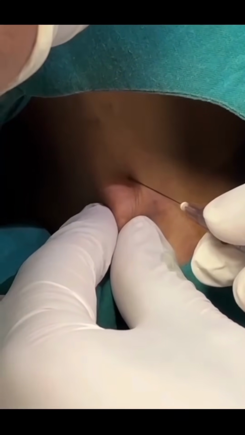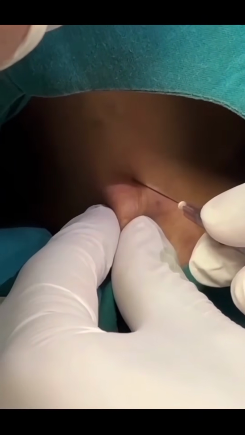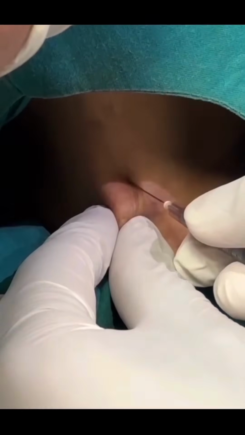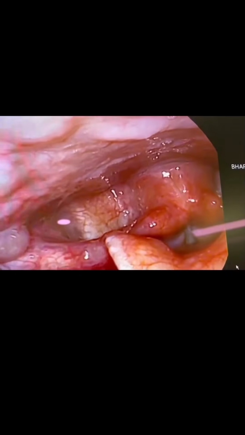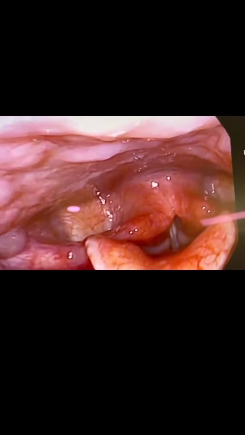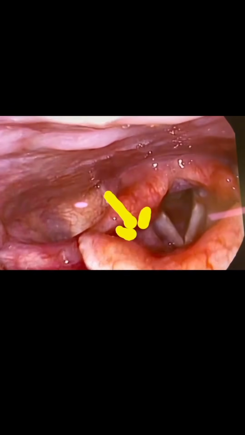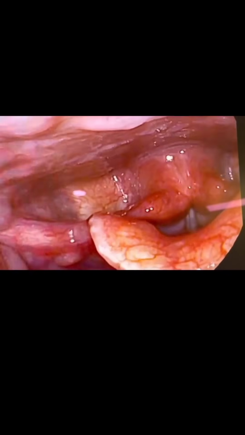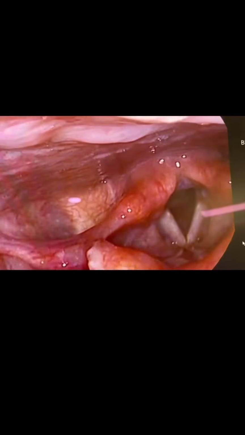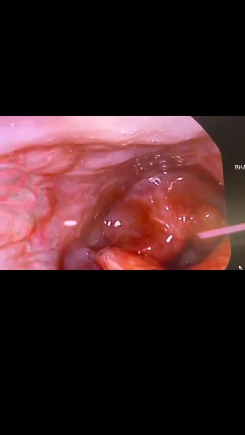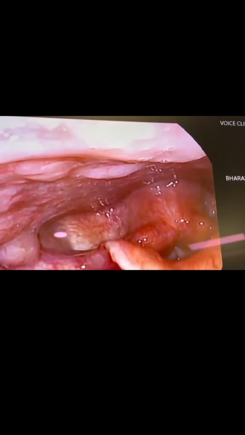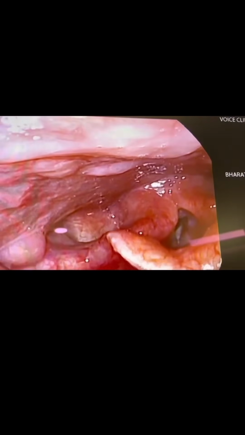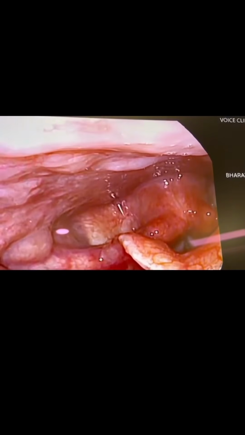Once I go inside, can you show me the vocal cords? Yeah. We can see the movement of the vocal cord. This confirms that we are in the thyroarytenoid muscle, and in this muscle we will inject around 3 to 4 units of Botox and gently we withdraw it.